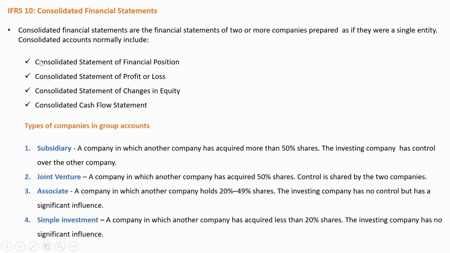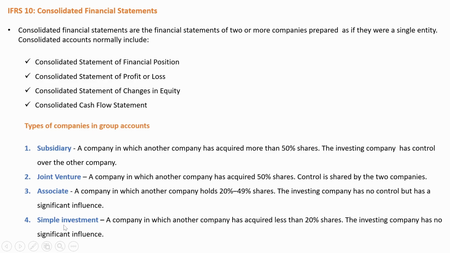We are going to be preparing the first three in this level, and in the advanced level, that is when you are going to prepare the consolidated cash flow statement. So in the intermediate level, we only focus on the first three. We are going to be preparing consolidated statements for different types of companies. So we have the types of companies dealt with in group accounts.